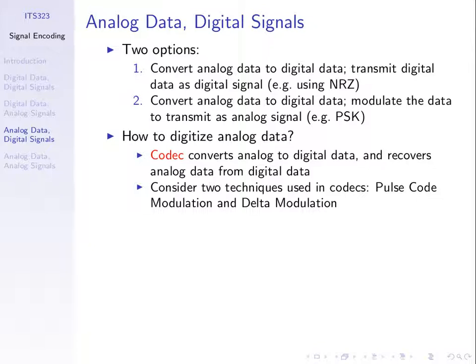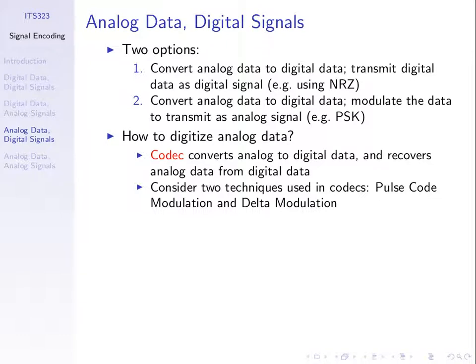When you talk on your mobile phone, you're creating analog data. There's a codec inside your phone: the microphone records your voice, sends it to the codec, and the codec converts that into binary, into zeros and ones. And then those bits are sent from your mobile phone to the cell phone tower. So this part we focus on, well, how do we do the conversion from analog data to digital data? And it's performed using a codec.